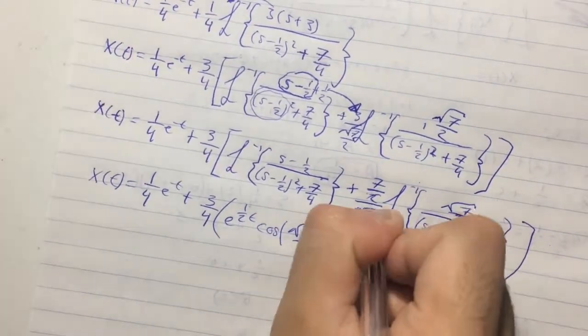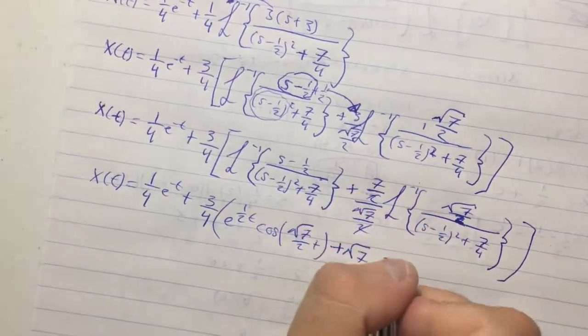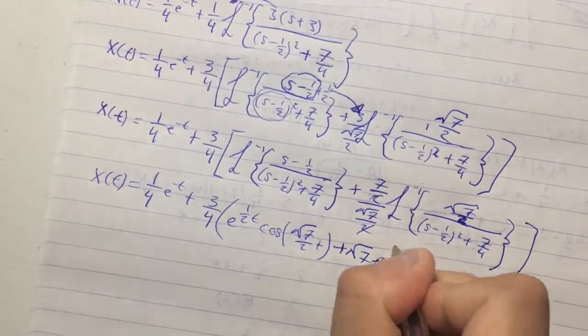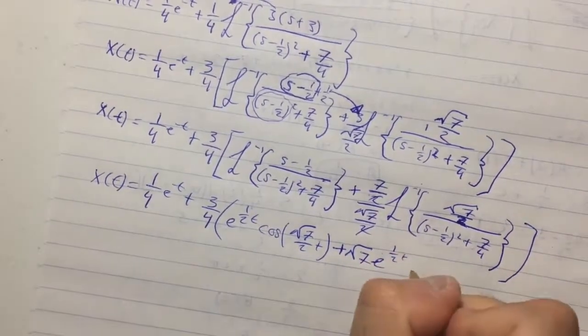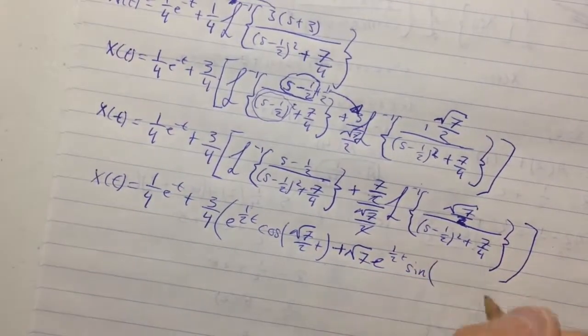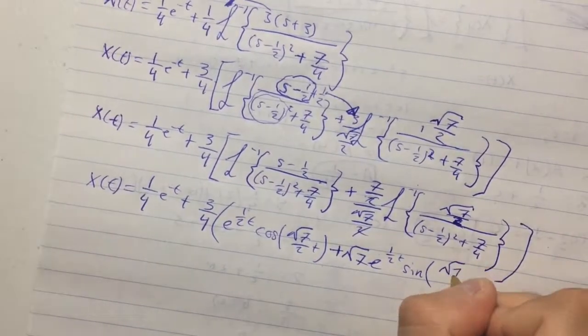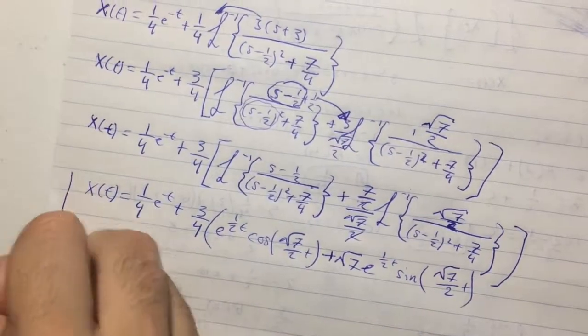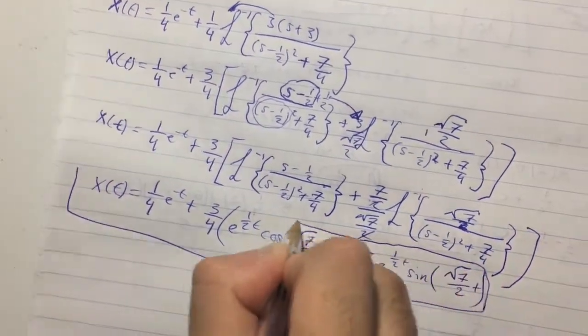So, if I rationalize the 7 over the square root of 7, it's just going to be the square root of 7. And then that's going to be e to the 1/2 t sine of the square root of 7/2 t. And that's actually just our final answer right there.